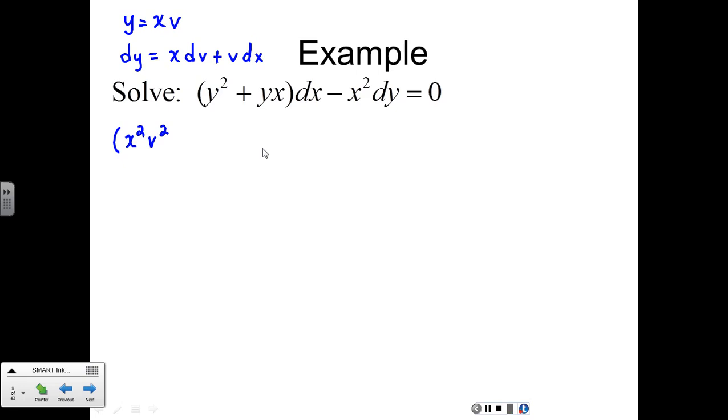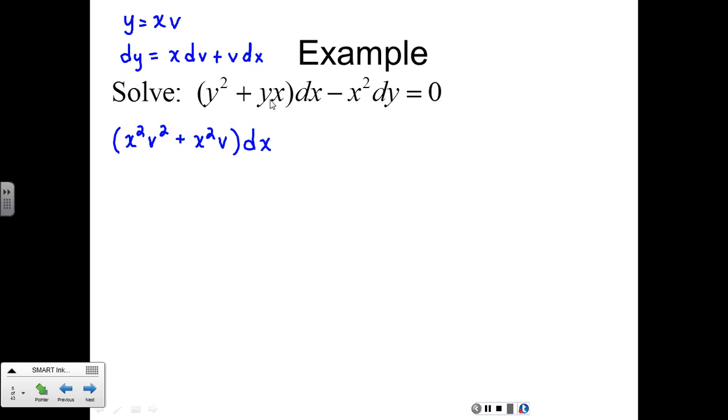Well, you'll want to separate that out, though. That rule just means you raise everything in that parentheses to that power. When you're separating, you'll want it all spread out. X squared, v squared, plus y times x. So think about some algebra in your head here. X, v times another x, that's going to be x squared v. dx, I don't change it at all. We leave it the way it is.